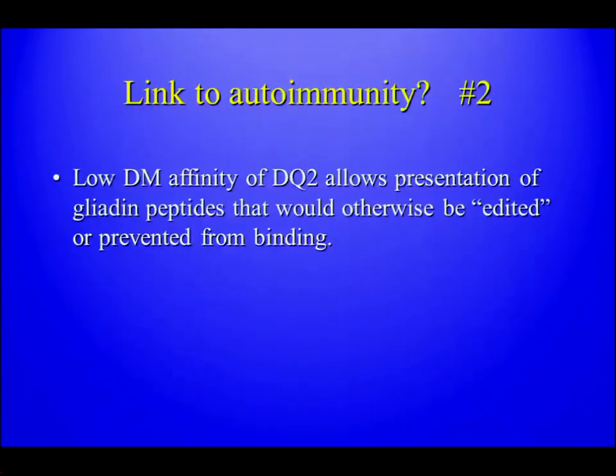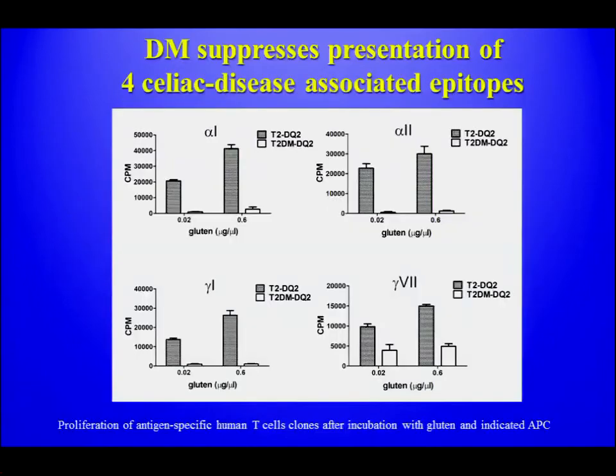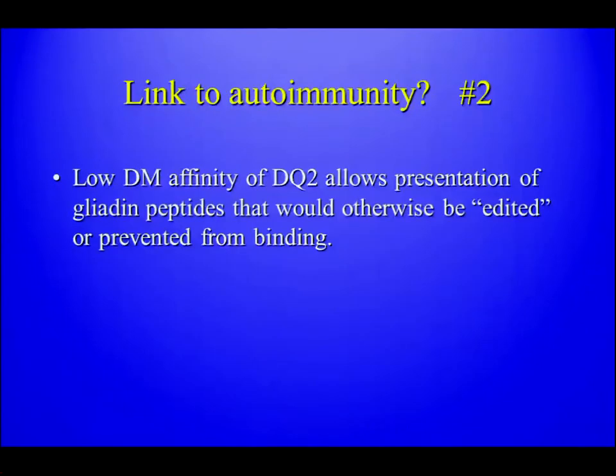And what that means is that, I'm sorry, let me just go back here for a second. What that means is that if DM and DQ interacted normally in the intestine of an individual with propensity or possibility of celiac disease, this interaction would remove the presentation of the gliadin peptides, which is what drives that disease. So the link to autoimmunity here, we think, is that low DM affinity of DQ2 allows these gliadin peptides to be presented, and they would otherwise be edited out or prevented from binding.